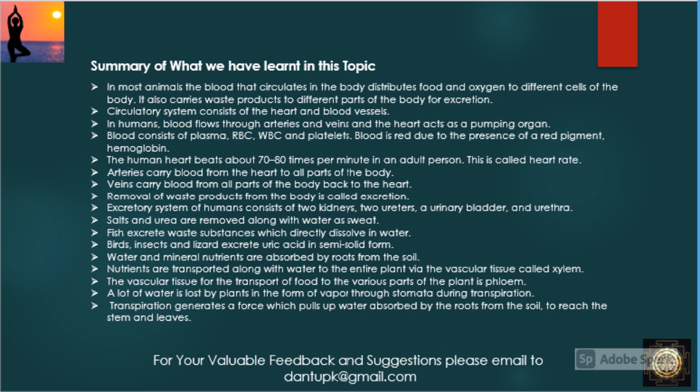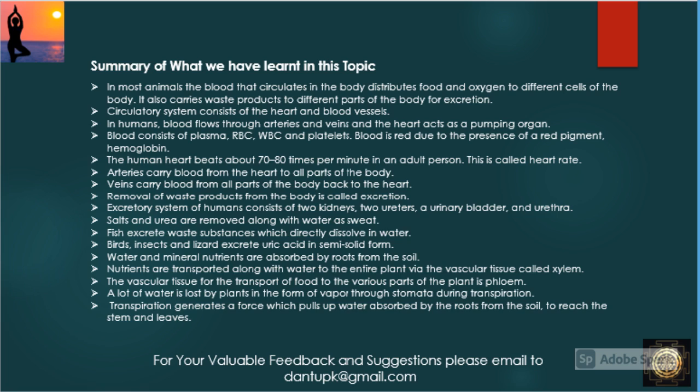Let us summarize what we have learned in this chapter. In most animals, the blood that circulates in the body distributes food and oxygen to different cells of the body. It also carries waste products to different parts of the body for excretion. The circulatory system consists of the heart and blood vessels. In humans, blood flows through arteries and veins and the heart acts as a pumping organ. Blood consists of plasma, RBC, WBC and platelets. Blood is red due to the presence of a red pigment called hemoglobin.